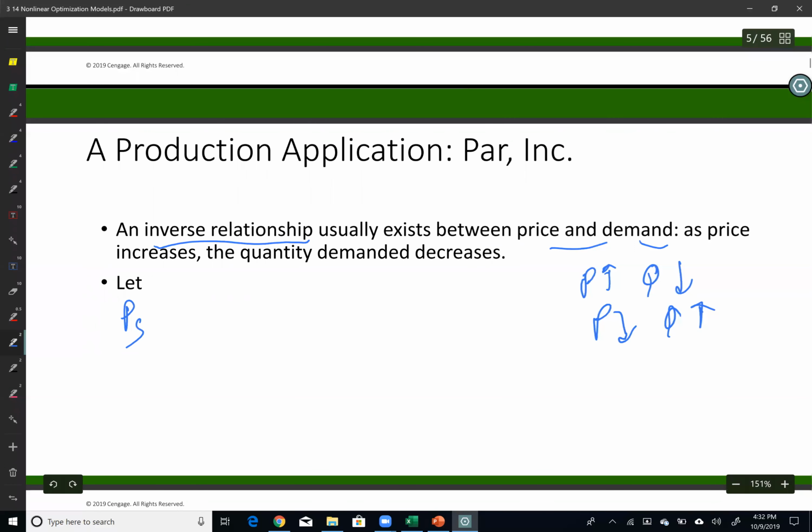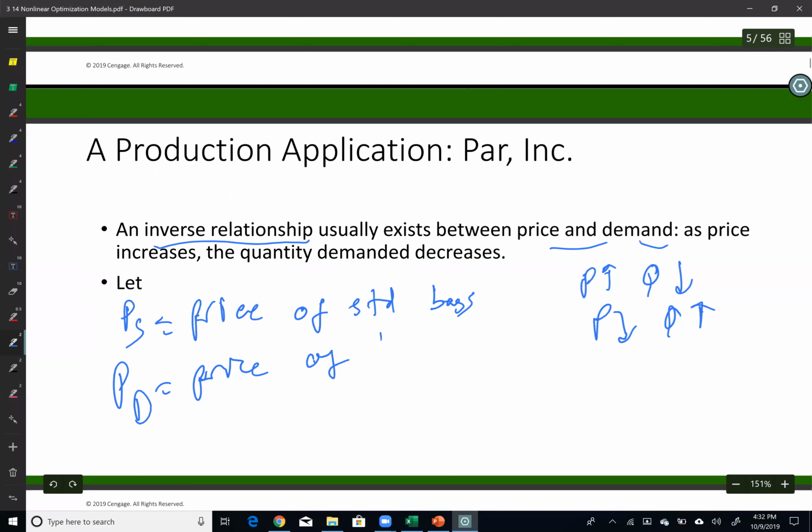So let's define our decision variables. This is more like a marketing problem. I would like to decide the price of standard bags and the price of deluxe bags. So this is the price of standard bags and the price of the deluxe bags. Okay, so these are my decision variables I'm trying to decide. And obviously these decisions will change the quantities, right? All right, so let's move on to the next slide.